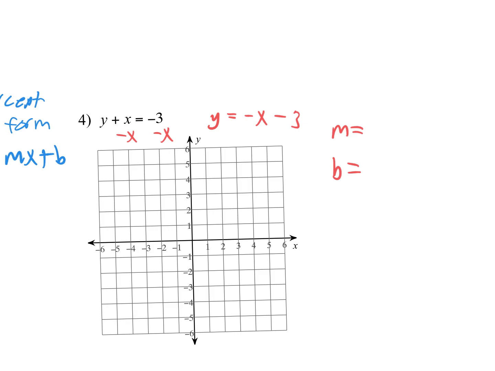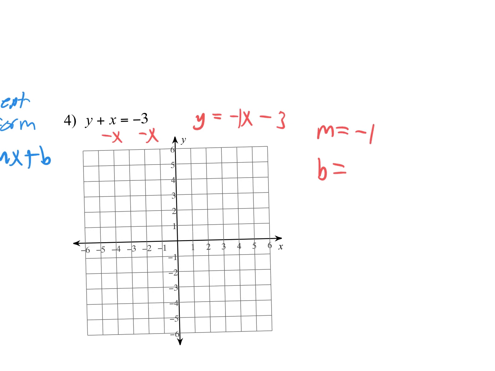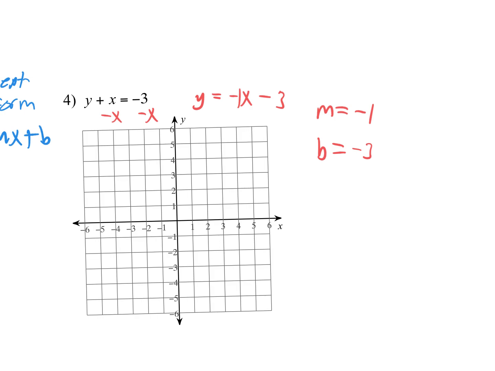All right, so the number in front of your x, what is that? -1. All right, if there's nothing in front of the x, you assume it's a 1, and it's negative. And your y-intercept is going to be -3. So let's plot the point at -3. So find on the y-axis -3.